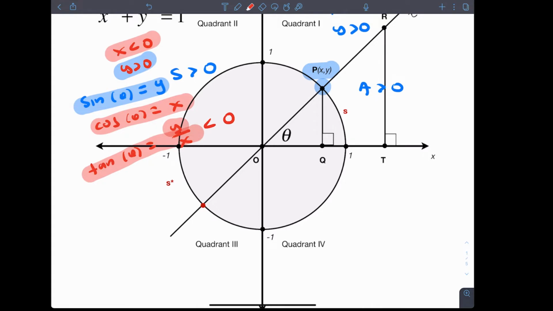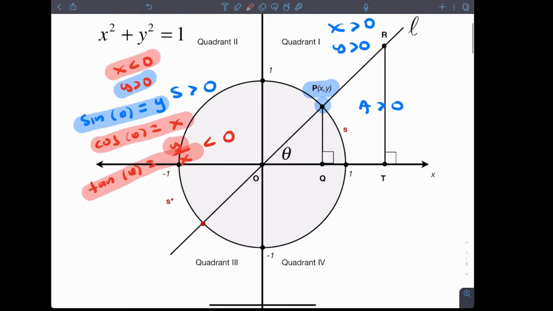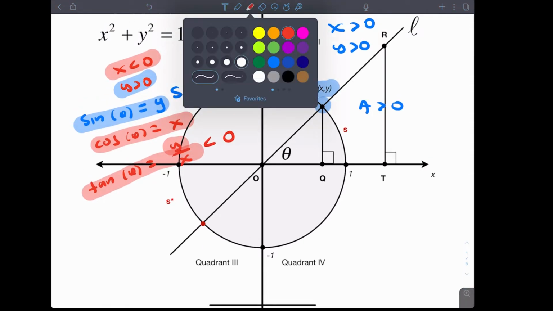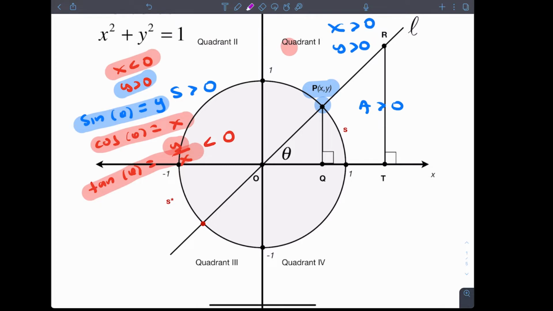The others are negative. So if you have quadrant 1 information, geometry information, I always say this is your reference quadrant, your reference angle, your point of reference. If you know this, you know the others. You just have to change signs.